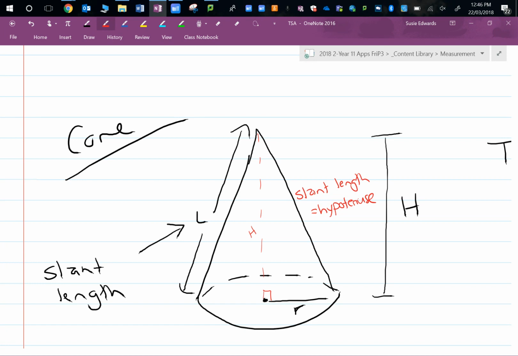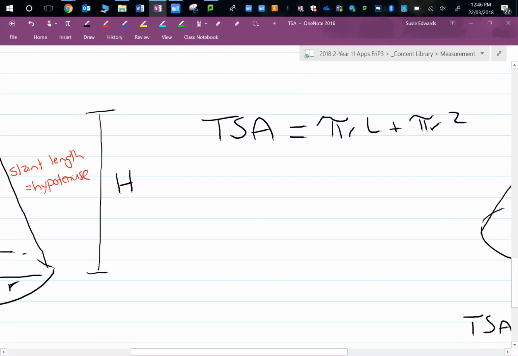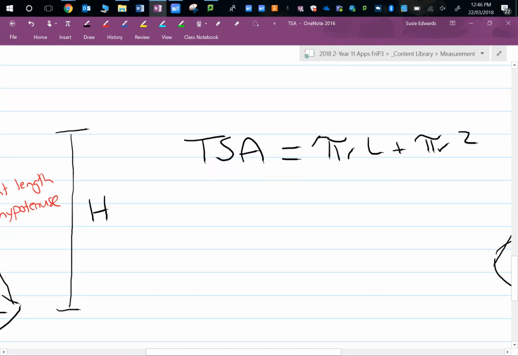As long as you make it clear what you're doing. However, that's not the first thing you should do. That's the last thing you should do. All right, so if I have that, we have this formula, which is total surface area equals pi times r times L. So pi times r times slant length plus pi r squared.